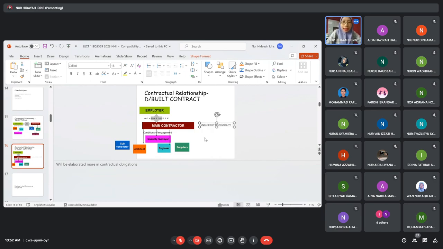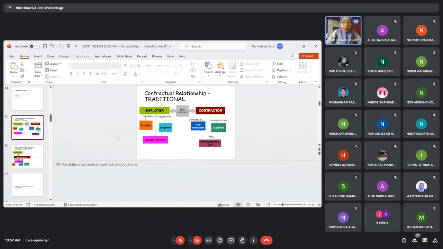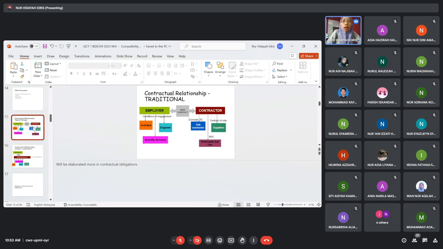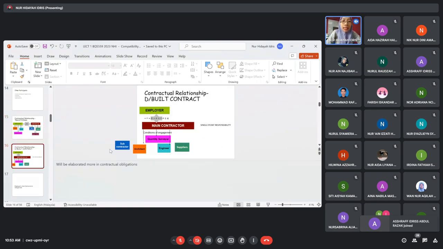In this case, if anything happens dekat design, all the consultants akan be responsible. In this case, if anything happens to the design, the main contractor will be held responsible because all the consultants are now under the main contractor's instruction or supervision. Okay, nampak tak ada difference? So, kalau you nak explain on contractual relationship or design responsibility in a traditional contract, as well as design liability under design and build contract.